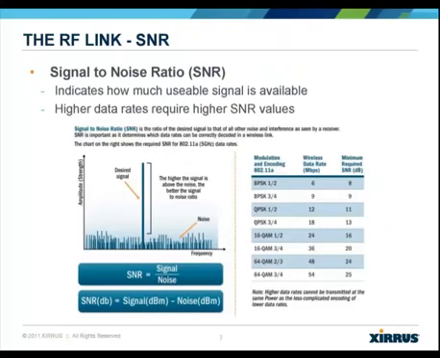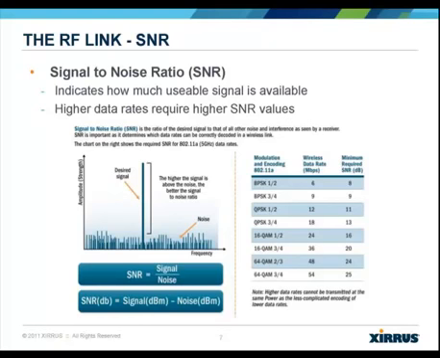SNR. As mentioned on the last slide, the strength of the received signal determines your actual data rate. However, it's not just the signal strength, it's also how much stronger that signal is over the surrounding RF noise. The SNR reading, also called the signal-to-noise ratio, indicates how much stronger the data signal is to the surrounding RF noise. In a very clean RF environment, the noise level will be around -95.